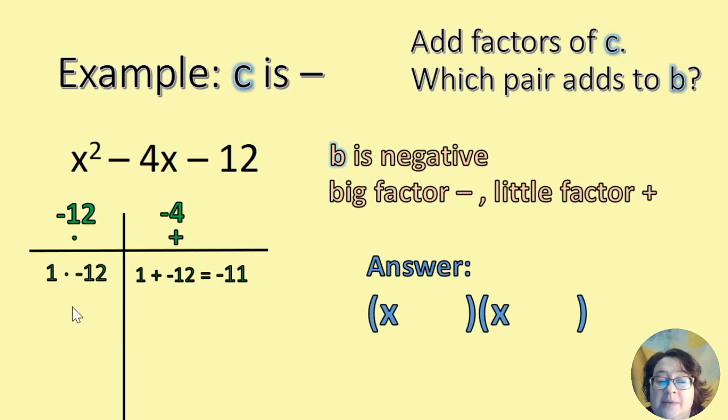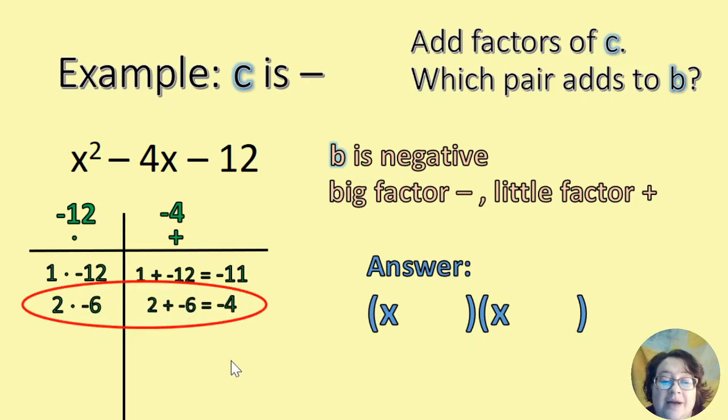Negative 12 divided by 2 is negative 6. If I add those numbers together, I get negative 4. That's what I'm looking for, so I don't have to go any further. So I know I'm going to have a plus 2 and a minus 6 here in my factors. So as long as I have an x minus 6 and an x plus 2, again, it doesn't matter what order they're in, as long as they're both there.